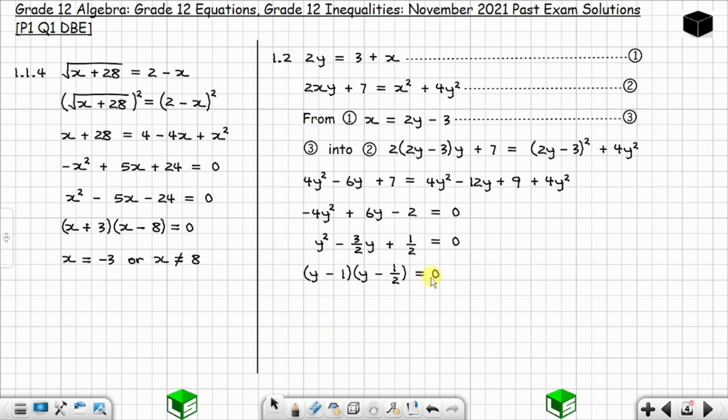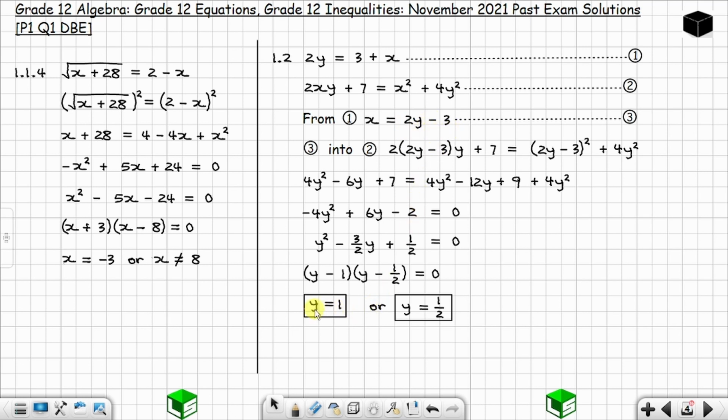You can see that. Okay, now from here you can see that y is equal to 1 when you solve this part. So y is equal to 1 or y is equal to 1 over 2. Okay, so you have your y, this one and this one. Okay, now you have to get your x. So you can use this. x is equal to 2y minus 3.